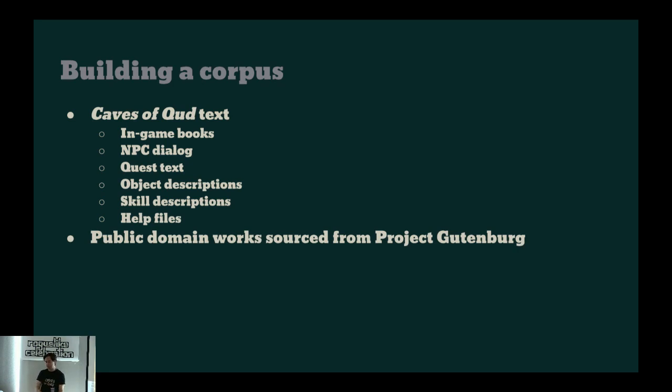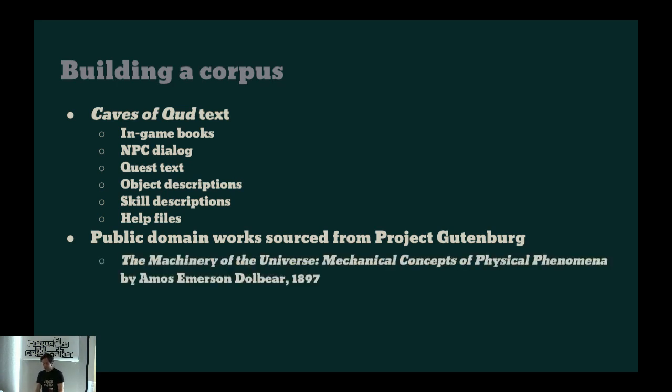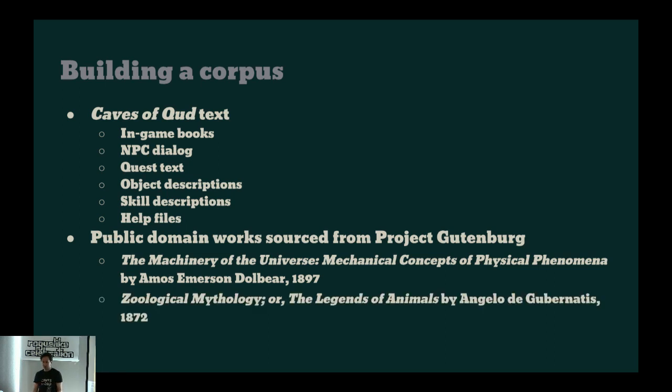So that's on the Caves of Qud side. I also wanted to add some, like I said, what ends up being interesting about a Markov chain is often just the clever arrangement of the corpus. So I went into Project Gutenberg and I found some public domain works. There's this book called The Machinery of the Universe, Mechanical Concepts of Physical Phenomenon. It's a 19th century physics book. It was written by Amos Emerson Dolbear, whose name I think was procedurally generated. And this book kind of matches the tone of Caves of Qud. There's another book called Zoological Mythology or The Legends of Animals, another 19th century book.